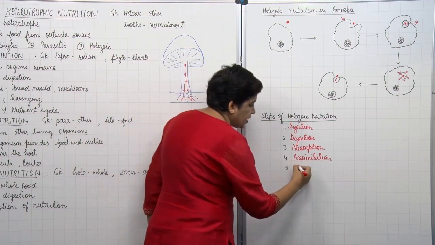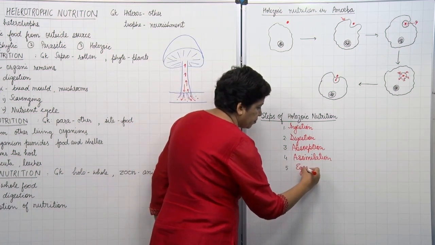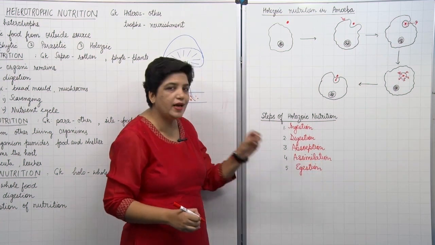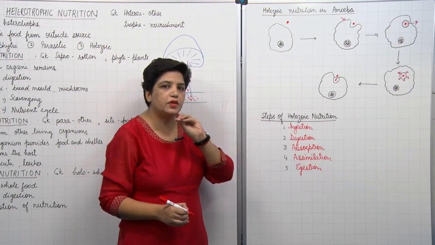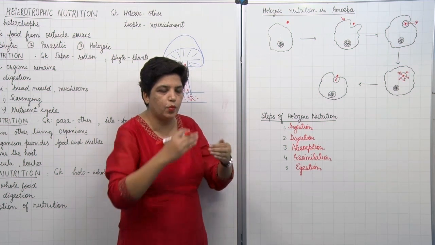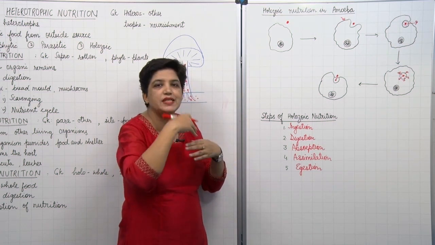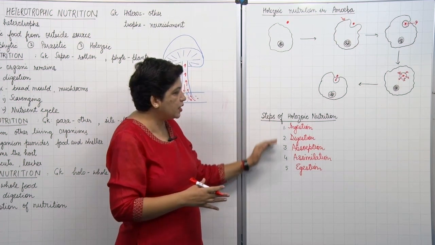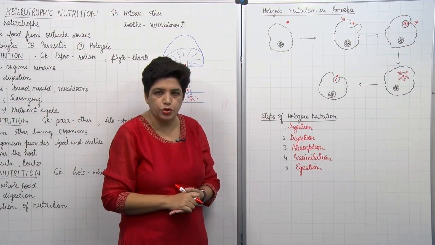And the last step is egestion. Egestion, in which the undigested food material, the roughage which is not required by the body, is ejected out of the body. It is excreted out in the form of fecal matter. So these are the 5 steps of holozoic nutrition.